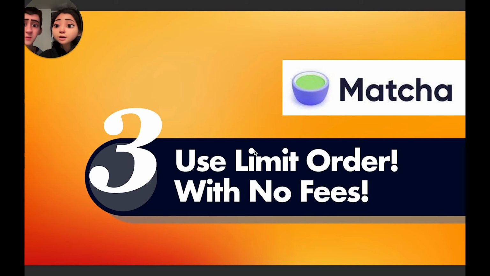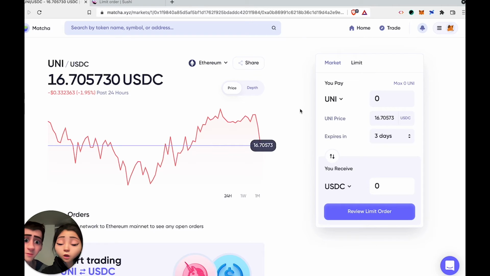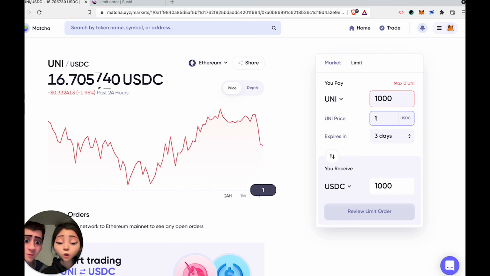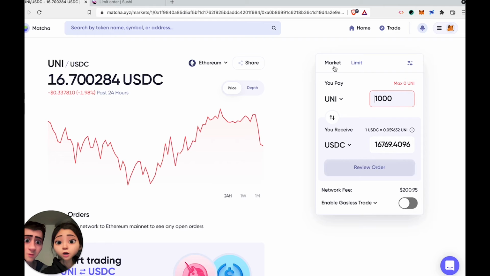So first, what is limit order? Let's go to Matcha and take a look with a real example. Okay, so now we're on Matcha. Let's take a look at what limit order is. We can see here you pay this much UNI, price, expires in, you receive USDC. So say you want to sell 1,000 Uniswap tokens, and you want to sell when it reaches $20. So here, within 3 days, if Uniswap's price reaches $20, it will execute this order. Versus market order, you just trade at whatever the current price is.